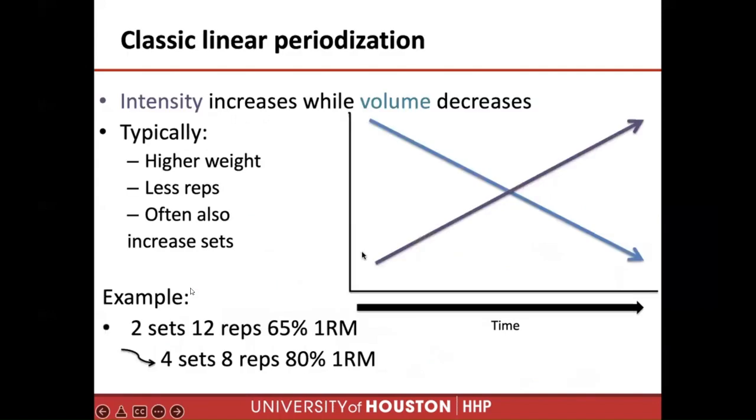In classic linear periodization, the intensity increases while volume decreases. Typically, this means it'll be higher weight with fewer reps. You can also change the sets to manipulate the intensity. So you have a high intensity but low number of sets, or low reps with higher sets. Lots of ways to get the correct answer on this.